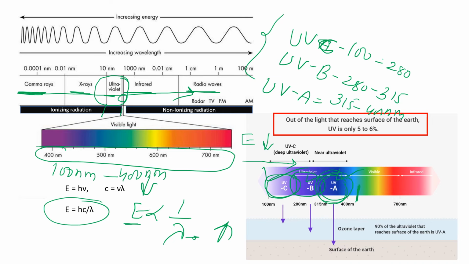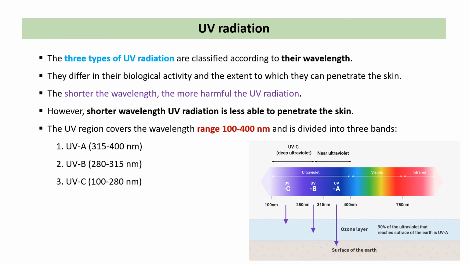So here you can see whatever sunlight reaches the Earth's surface, 5 to 6% is UV radiation. Out of this 5 to 6% UV radiation, more than 90% is contributed by the UVA radiation, and the remaining UVB and UVC is captured or absorbed by the ozone layer. So, ozone layer. Here you can see there are three types of UV radiation.